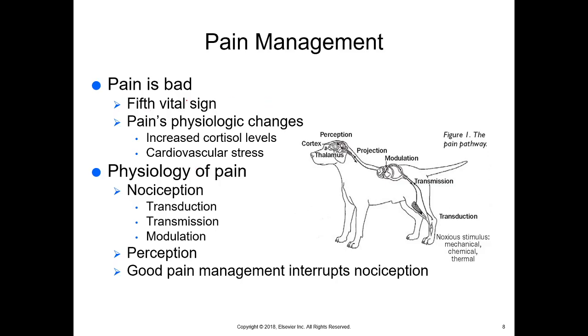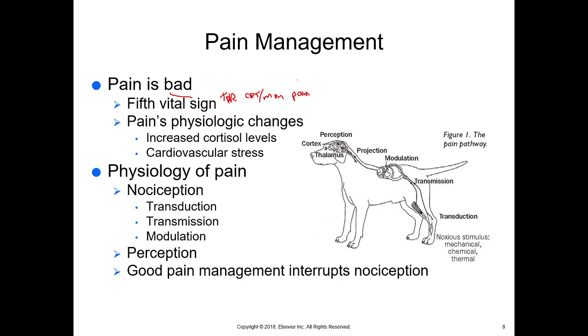Pain is bad. It is the fifth vital sign that we should be checking after we check our TPR, that's 3, and our CRT and mucous membranes, which is blood flow through the body, that's 4. And then 5th, we're going to check pain. That should be something that we normally check every single time.